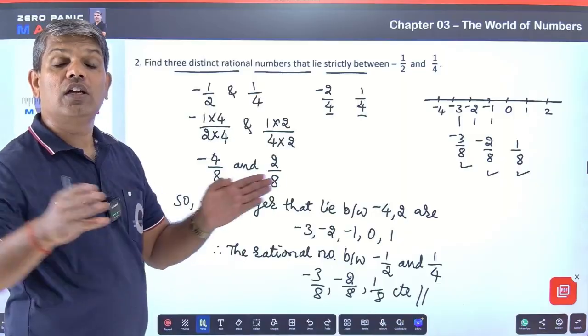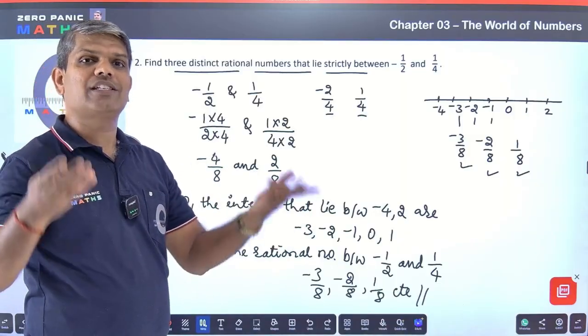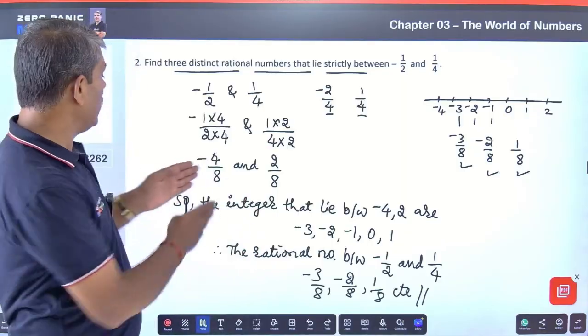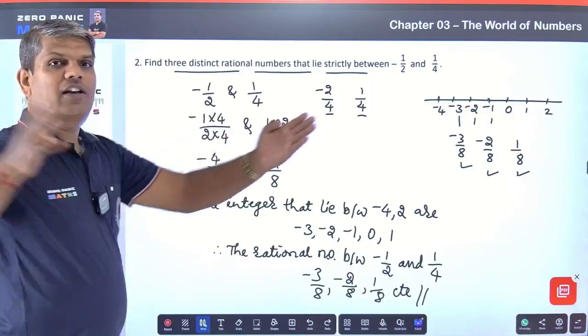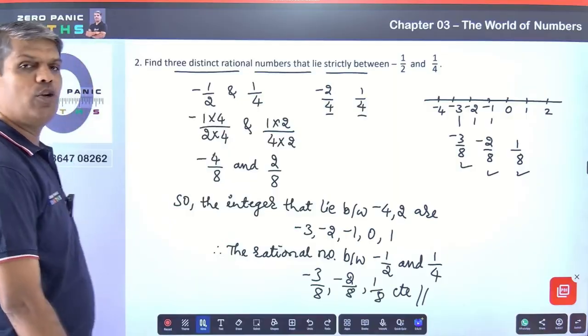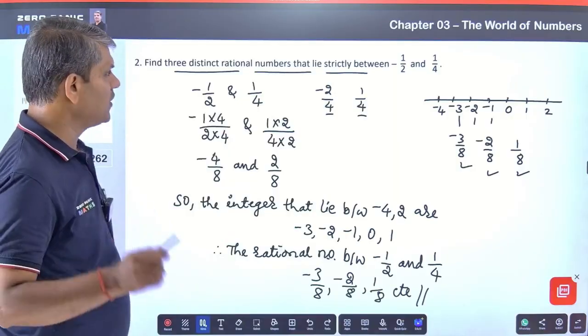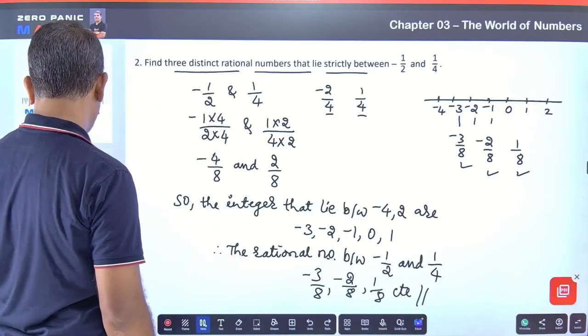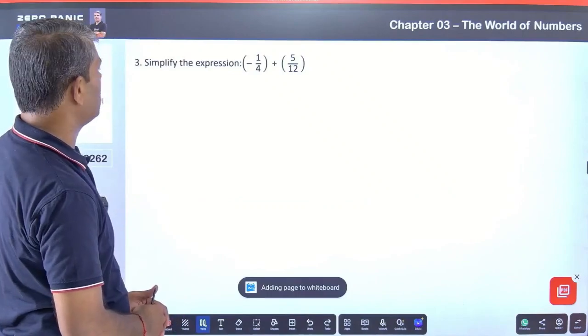If you want more than 3, say 5 or 6, you can make the denominator 16 so that the numerator range becomes bigger, and you will have any number of values in between them. Hope you understood this. So this is one way of identifying the given number of fractions between two given fractions.